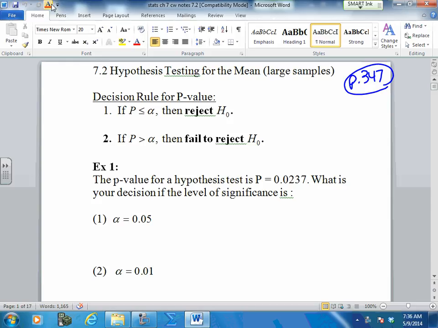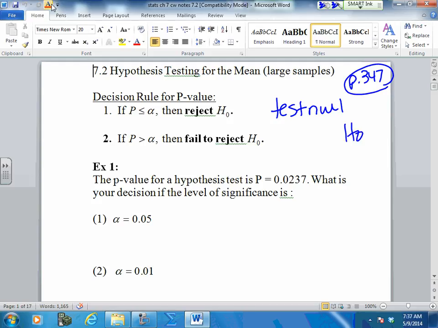So the first part just says, let's look at your p-value and let's make a decision. You only make one of two decisions: reject the null, fail to reject the null. Those are the only two statements you can make. We test the null all the time. The null is the one with the equal sign in it.